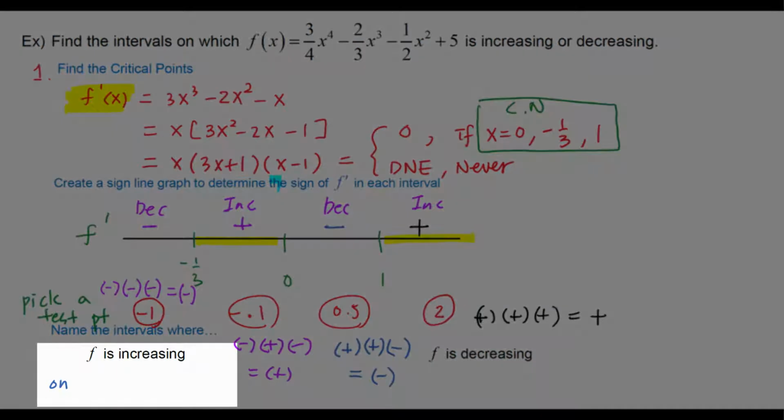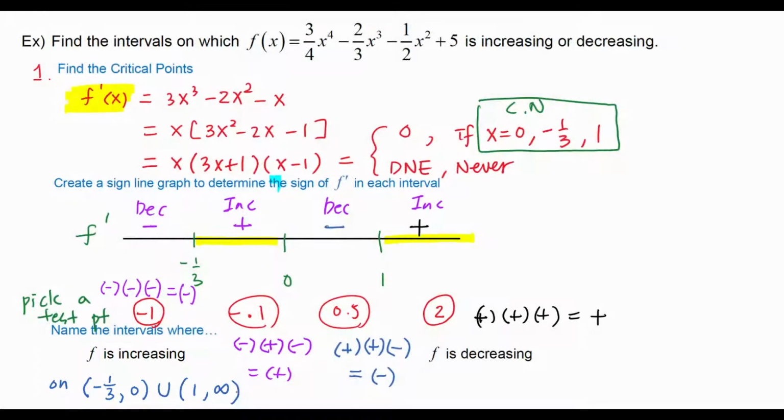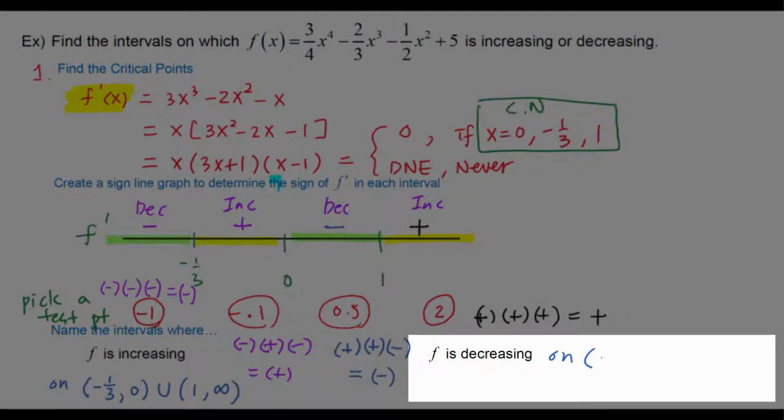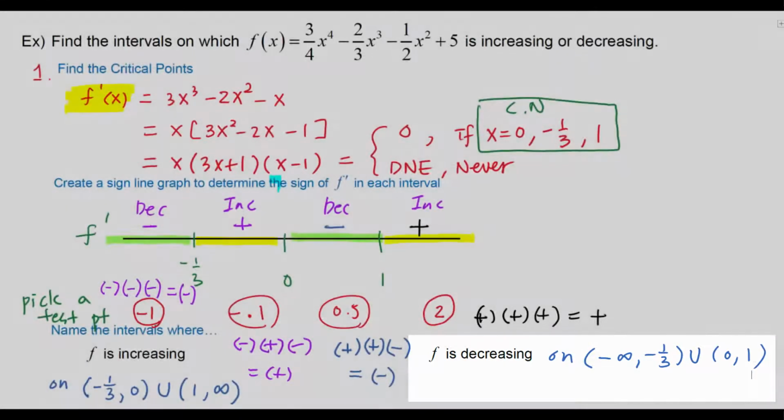So f is increasing on the open interval negative 1/3 to 0, union the open interval 1 to infinity, and f is decreasing on negative infinity to negative 1/3 and 0 to 1. And since that's also two intervals, you're going to say f is decreasing on the open interval negative infinity to negative 1/3, union 0 to 1, open interval.